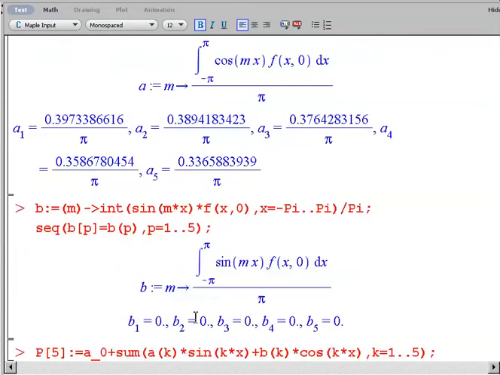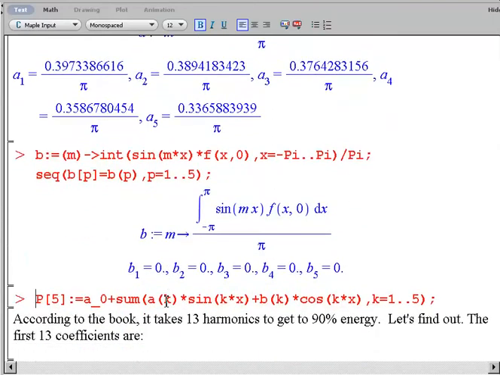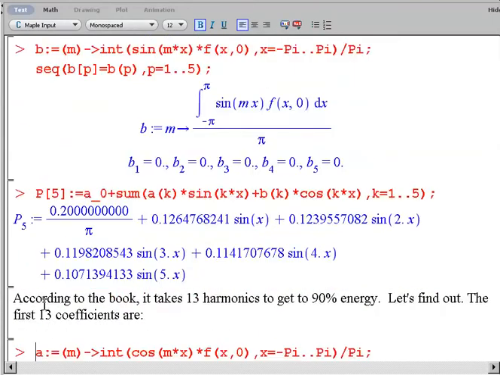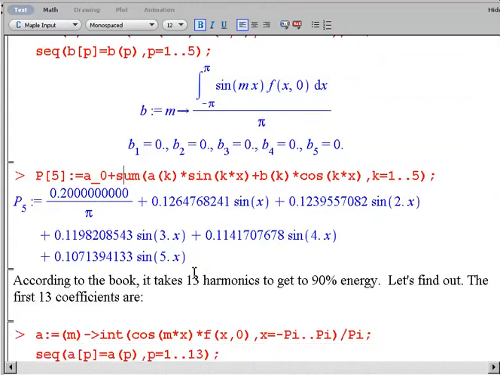The b's, we already know they're going to come out to be 0, so we just verify that. And so our fifth degree polynomial is going to look like this. So I have to add in the constant term separately, but because I saved my a's as a function of k and my b's as a function of k, I can actually just use the sum command to write out the rest. That's going to be really nice if we have a larger degree Fourier polynomial we need to find.